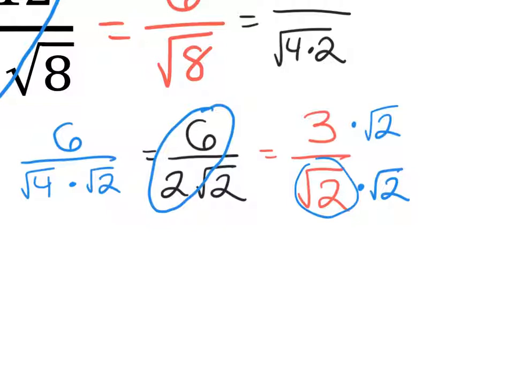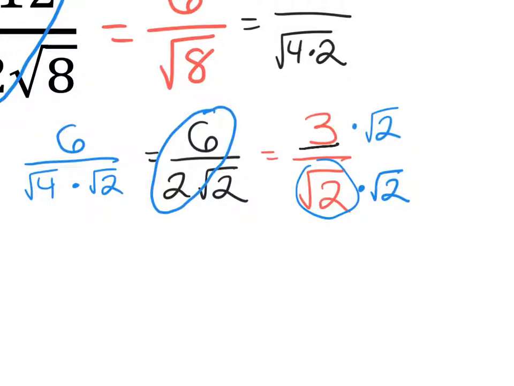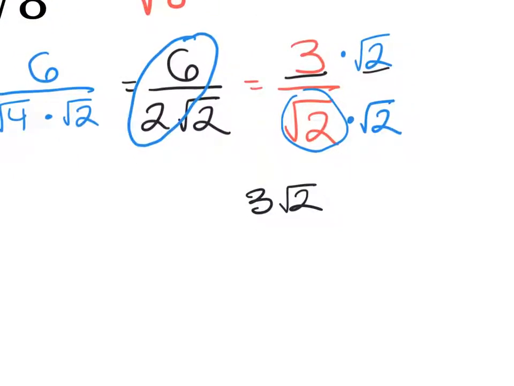So in the numerator, can I have square root of 6? No, because 3 is not in a square root, 2 is in a square root, so you got to keep them separate. 3 square root of 2. And our denominator, if we have square root of 2 times the square root of 2, what will that give us? Well, it'll be square root of 4, which is 2.